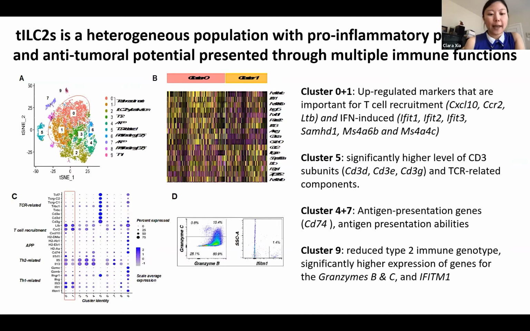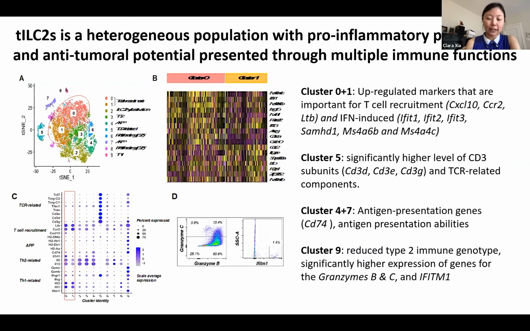We also have antigen presentation pathway enriched subtypes. They express some of the key antigen presentation genes. And this suggests that in the tumor setting, ILC2s can be equipped with antigen presentation abilities and may be able to instigate interactions with antigen-specific T cells and facilitate adaptive immunity.